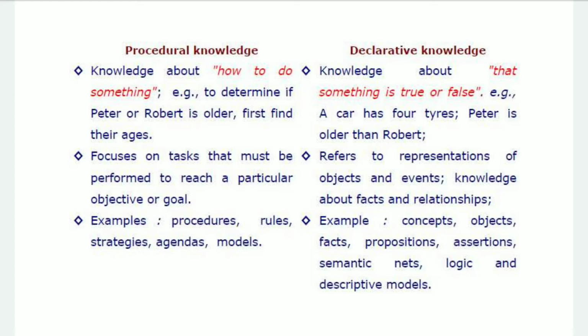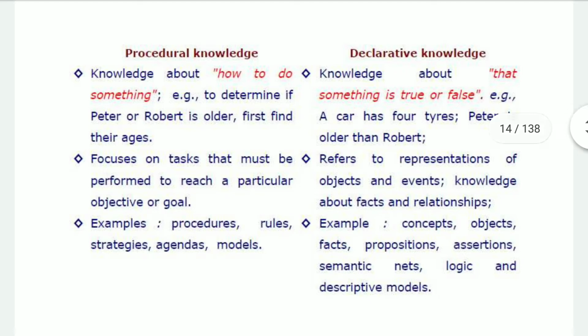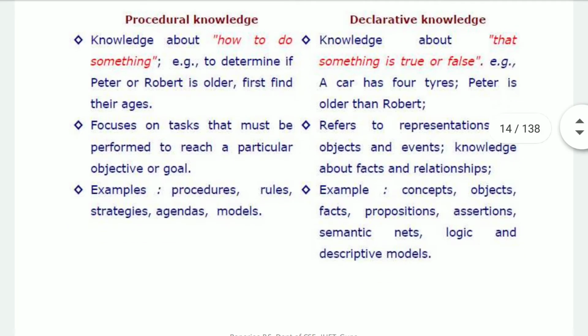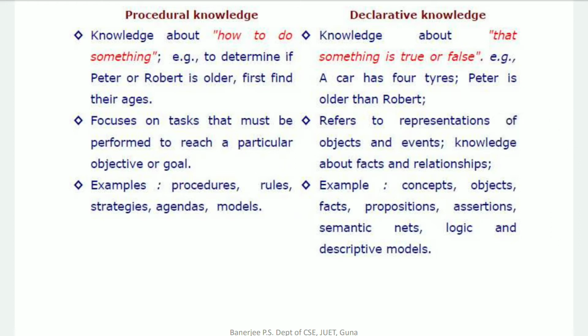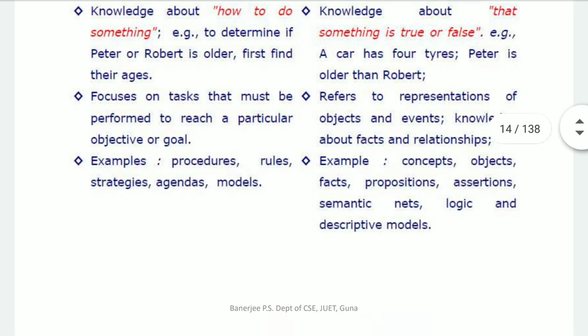Now, procedural and declarative knowledge, we have gone through it many times, but in the perspective of knowledge representation, how to do something is procedural knowledge, and that something is true or false, that means assertion based, is declarative knowledge. If I have to determine between Peter and Robert who is older, then the first thing I have to do is find out their ages, and then on the basis of that I come to a conclusion about who is older. In the case of declarative knowledge, the car has 4 tires and Peter is older than Robert. Straight away I assert these things.